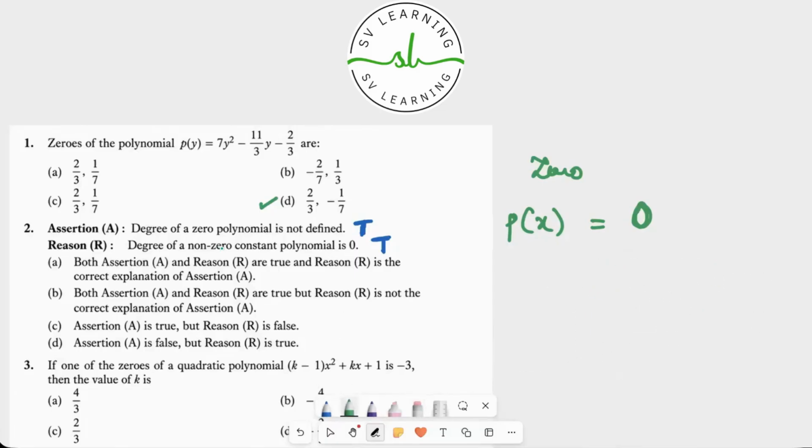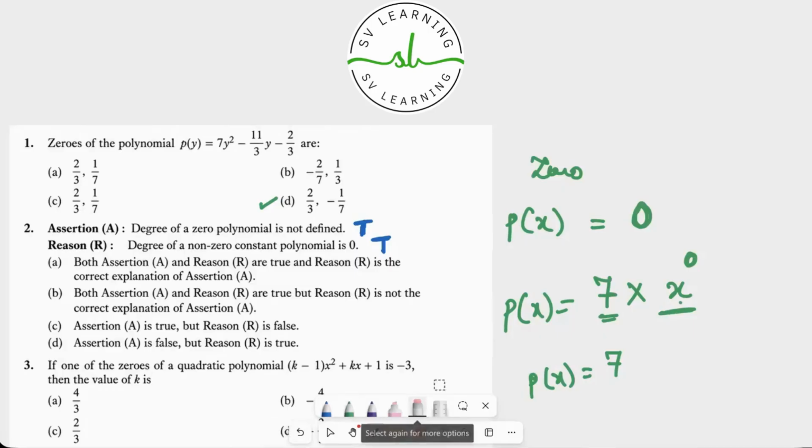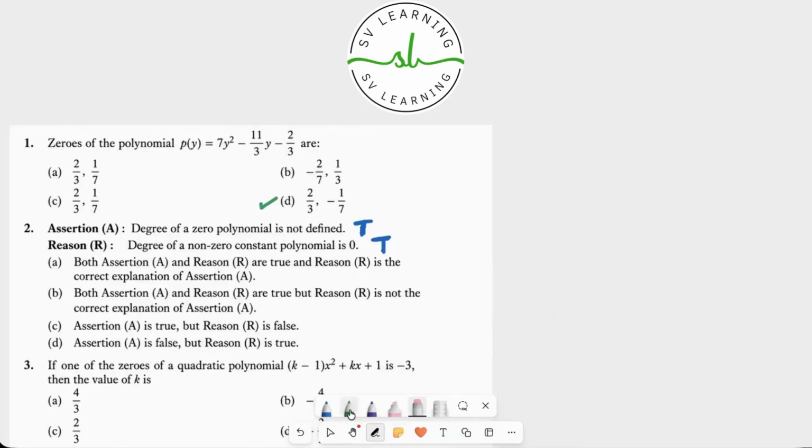And yes, degree of a non-zero constant polynomial. So we know that if, let's say, any constant number I'm taking, let's say 7, its degree is 0, because if you try to bring the x here, it should be x to the power 0. Because x to the power 0 is 1, in that case only p(x) is equal to 7, because x to the power has become 0. So degree of a non-zero constant polynomial is 0. That is also true. But reason is not the correct explanation here. So I'll go for option B.